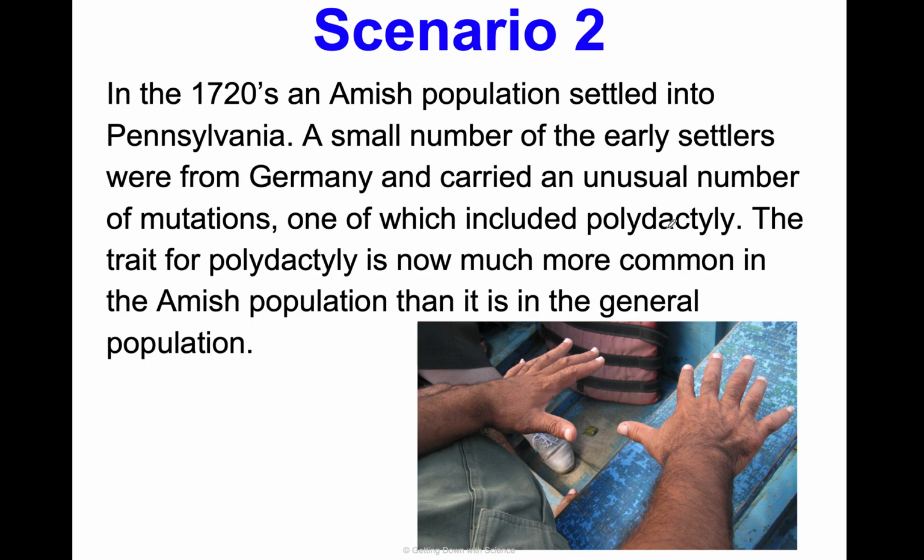In the 1720s, an Amish population settled into Pennsylvania. A number of the early settlers were from Germany and carried an unusual number of mutations, one of which included polydactyl. Interesting. The trait for polydactyl is now much more common in the Amish population than it is in the general population. Polydactyl is having 1, 2, 3, 4, 5, 6 fingers. Awesome. Is this genetic drift? Is this bottleneck or founders? Write it down. Founder effect. Tell me why.